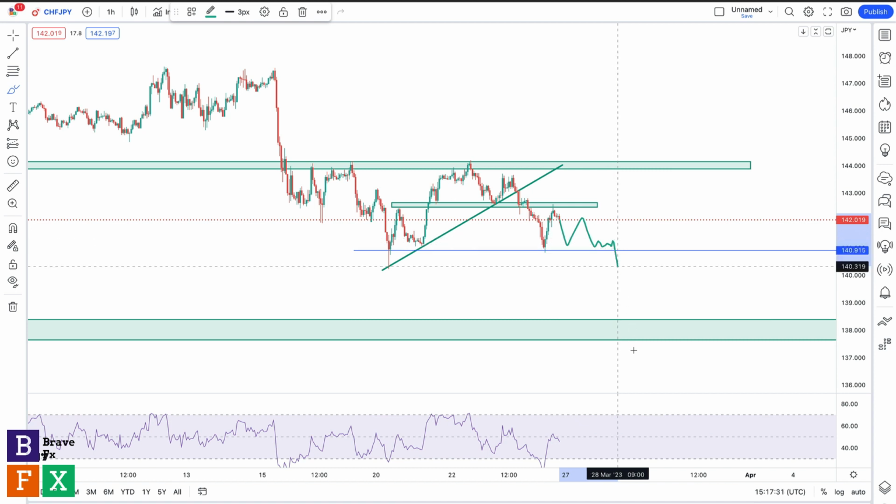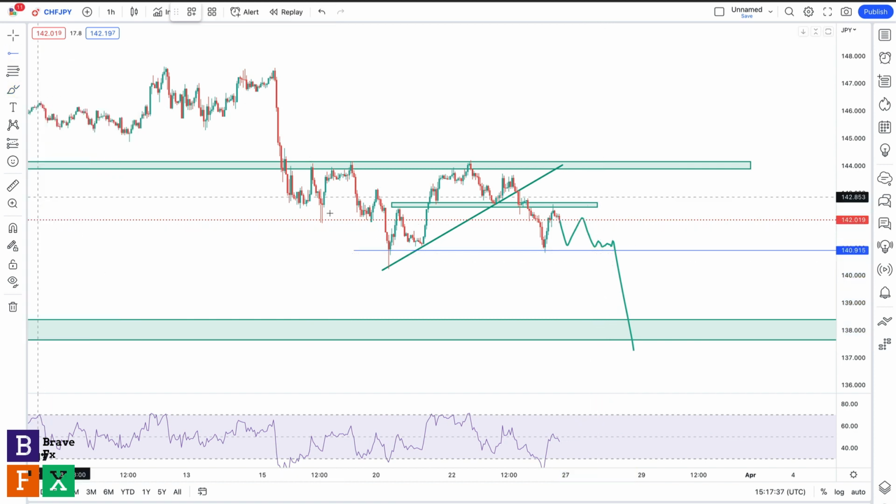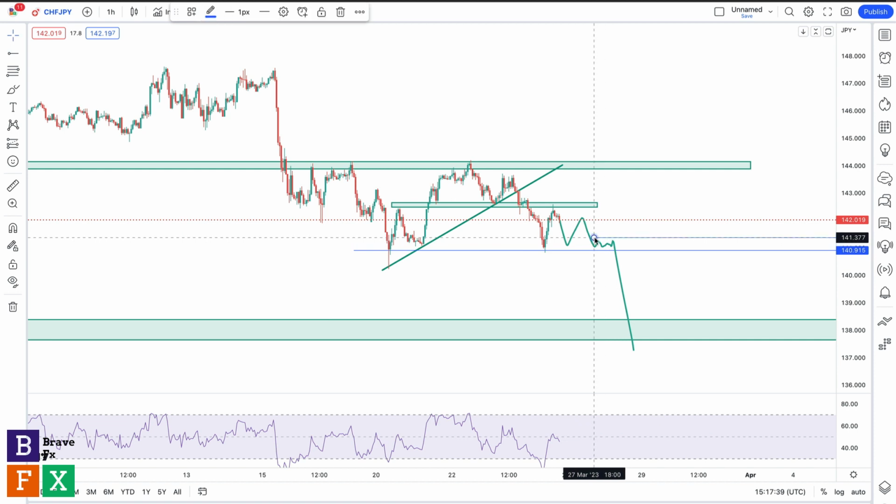So when we get a consolidation like this, my stop loss is going to be above that consolidation. So my stop loss is going to be here, and my take profit is going to be around these price levels here. So this is how I trade. This doesn't look like a bullish setup for me.